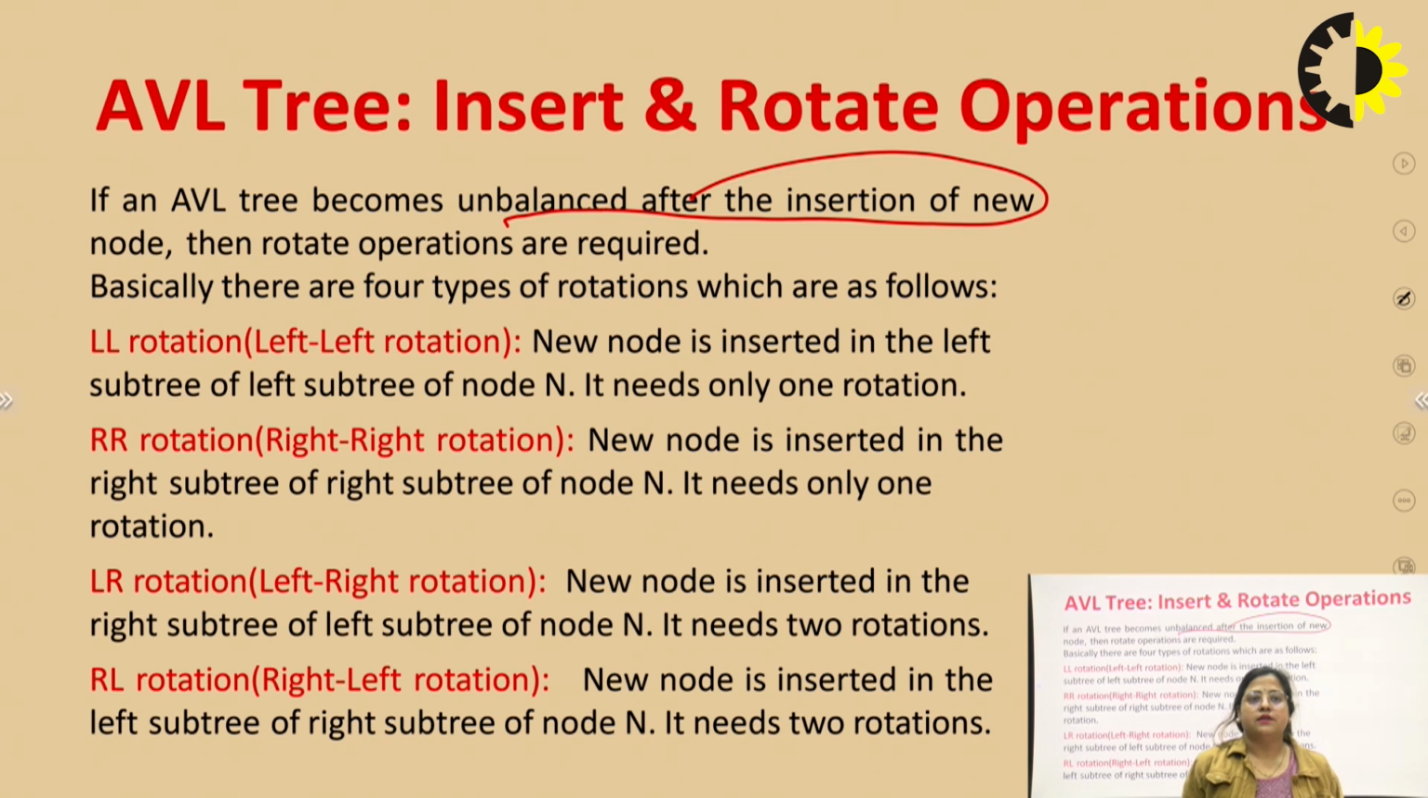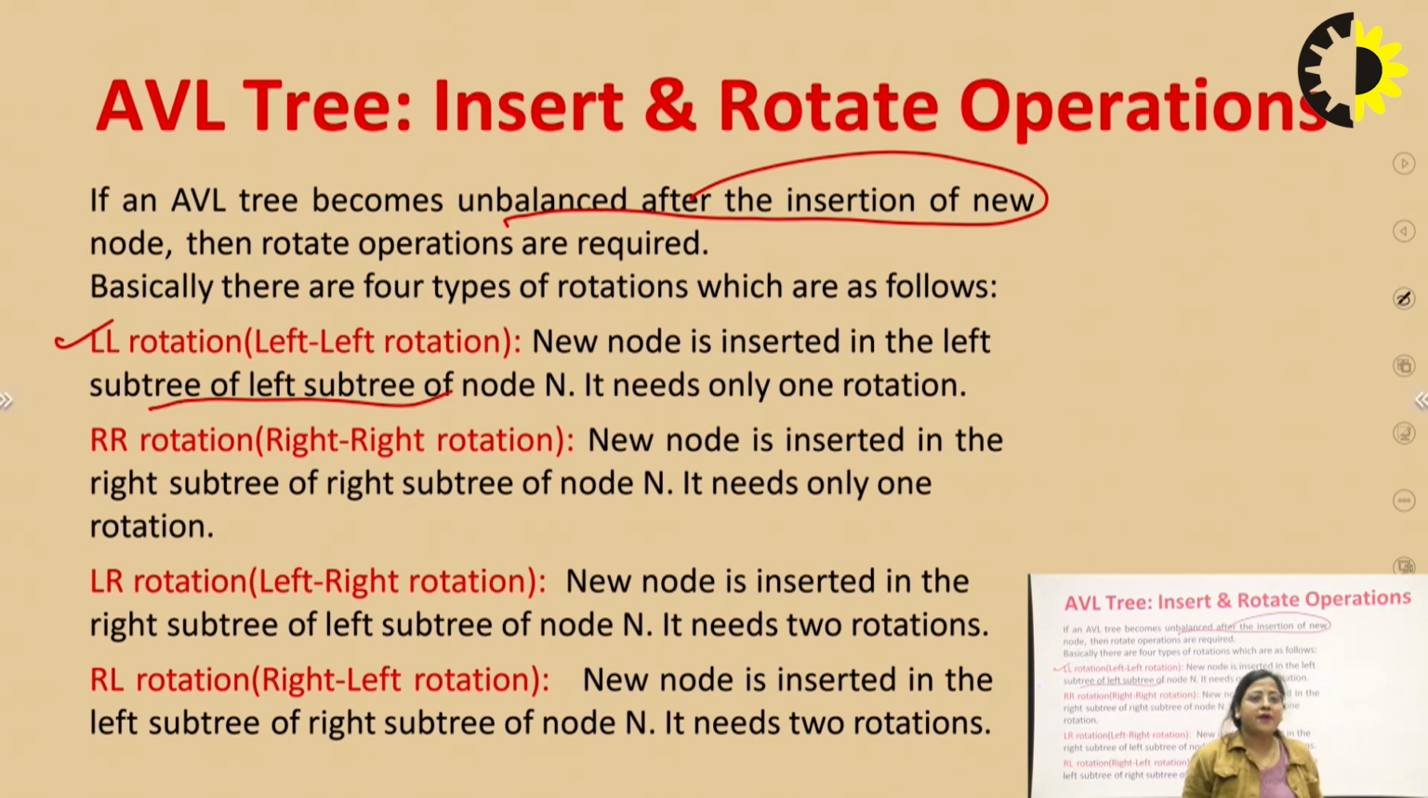In LL rotation, when a new node is inserted in a subtree of a node and causes imbalance, you need an LL rotation. LL means left side, so a left subtree rotation is done here.